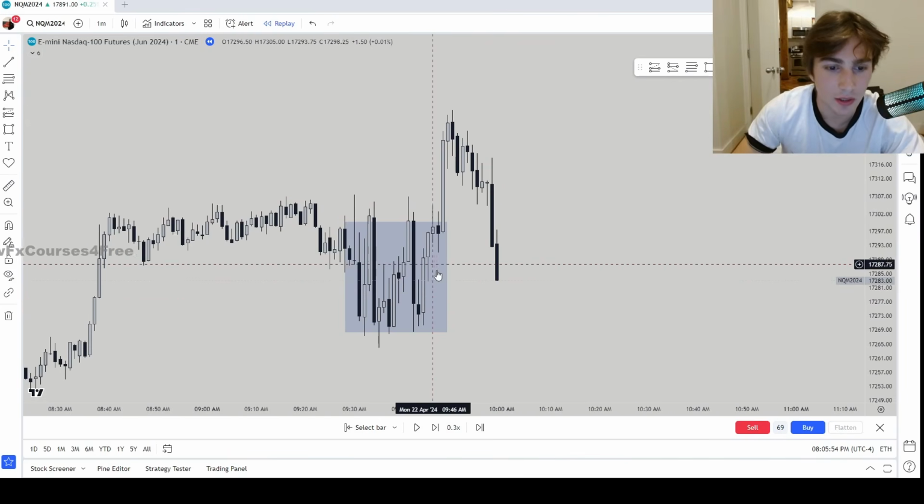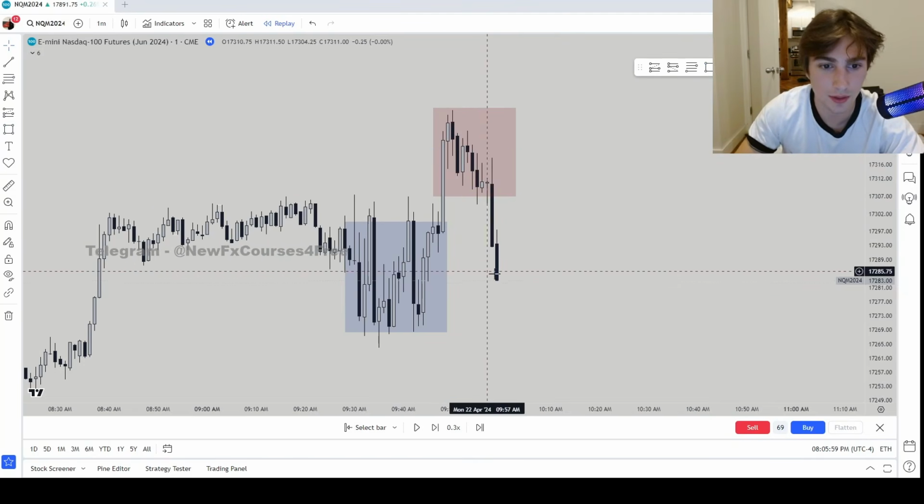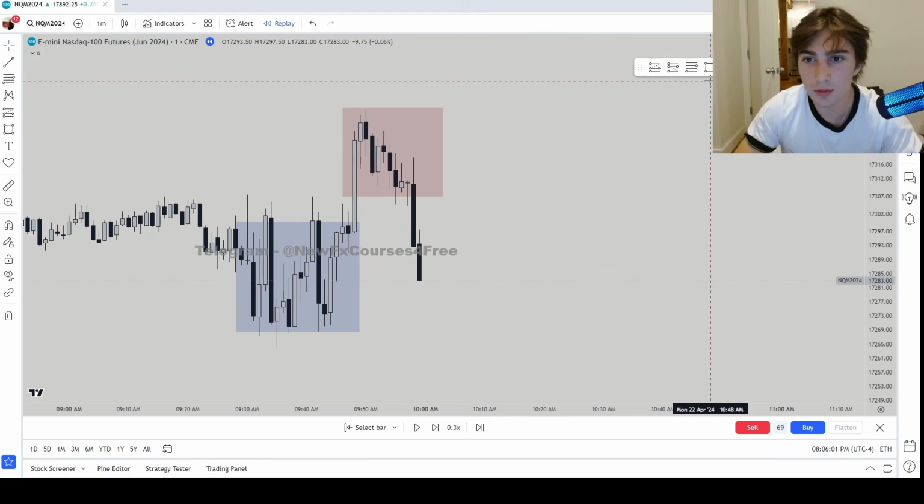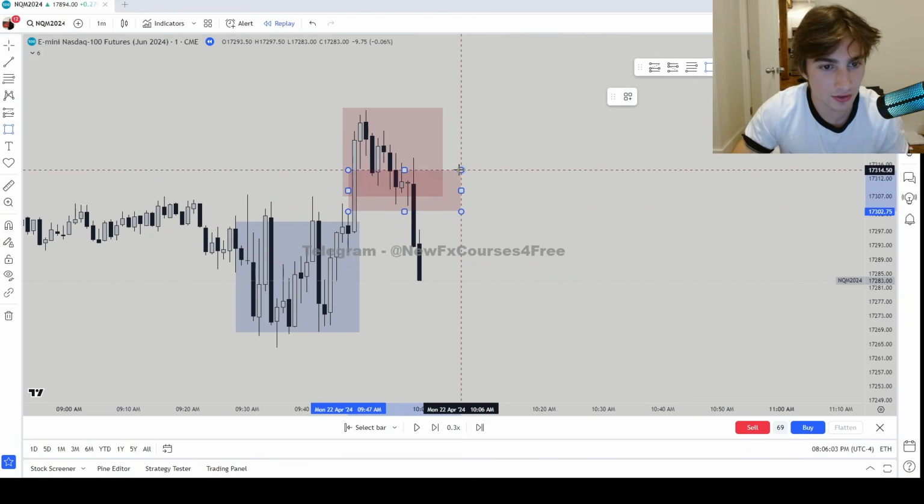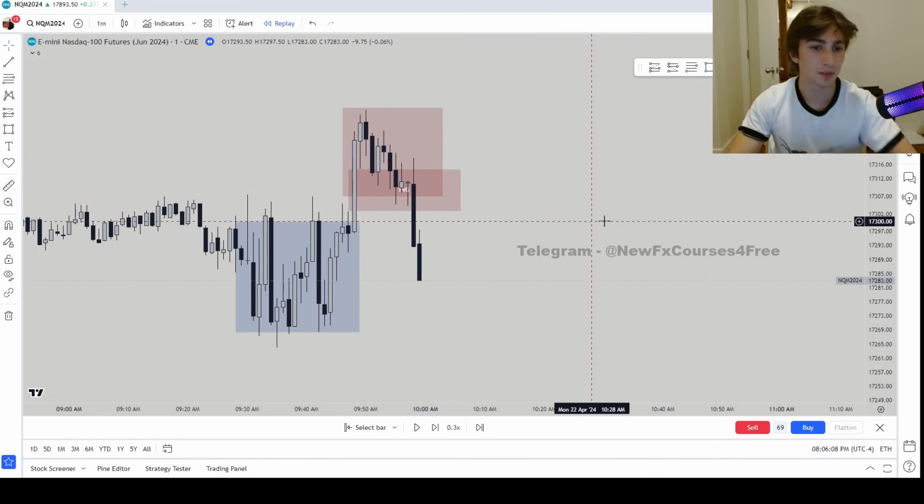All right, so back at the 1 minute, we have this accumulation zone right here. We have this manipulation right here. I don't know why it's red, doesn't matter. And so we see that, at least just by looking at it immediately, we have this bearish fair value gap right here that we can inverse on the 1 minute.